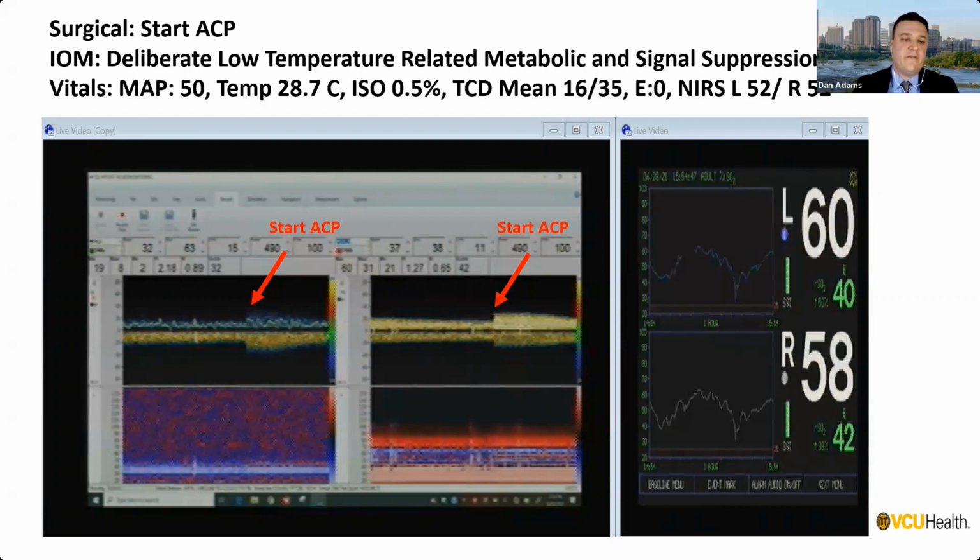This is the start of antegrade selective cerebral perfusion, displaying a bigger screenshot from the previous slide. The surgical and perfusion teams have induced a deliberate low core temperature of 28.7 degrees Celsius with corresponding metabolic and signal suppression. The bilateral cerebral NIRS on the right-hand side have increased from their baseline values in green due to a decrease in metabolic demand from the brain.